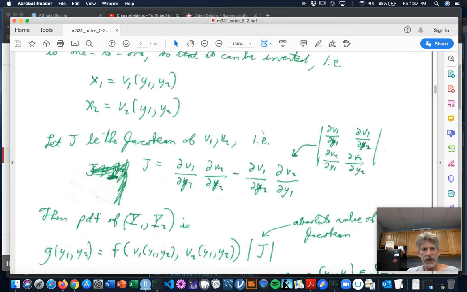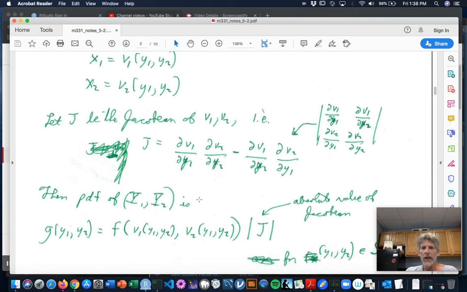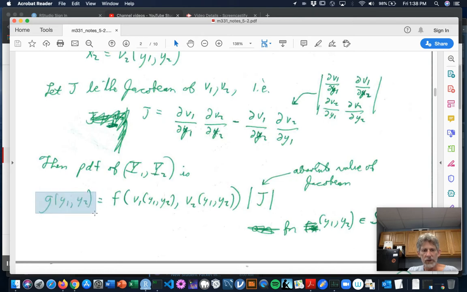And suppose you take the Jacobian of those two functions, nu1 and nu2. So you're looking at that little determinant of a matrix of partial derivatives. So, it's this. And that Jacobian, let's call it capital J. So it might be some function of y1 and y2. Then you can get the PDF, the joint PDF for the y1, y2 scenario. The book calls it little g of y1, y2.